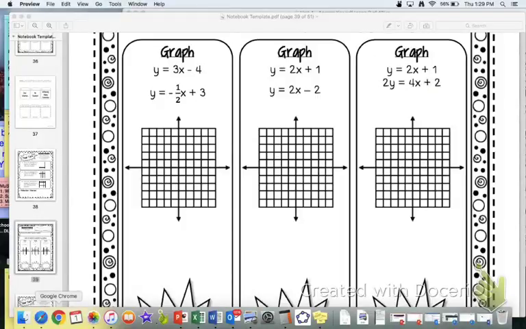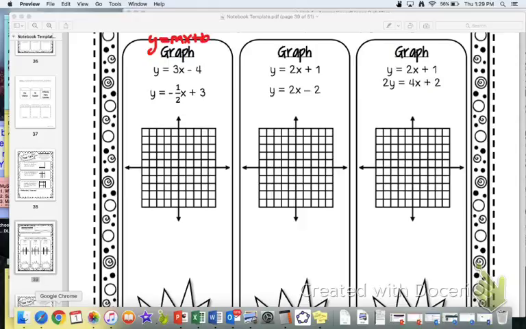Hey class, just as a quick review for how to do systems of equations, we have 3 examples here. Let's start with the one on the furthest left. Remember, when we graph these, we need to start with our equation y equals mx plus b. And so I'm just going to write that at the top so I can remember.